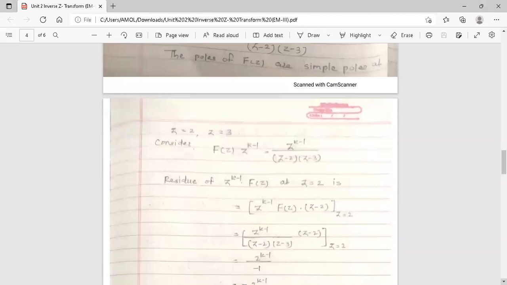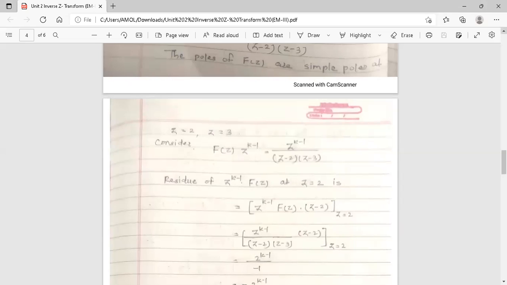Now the residue of z raised to k minus 1 into F of z at z is equal to 2. There are two poles, z is equal to 2 and z is equal to 3. So the residue of z raised to k minus 1 into F of z at z is equal to 2: here z is equal to 2 is a simple pole, so the value of r is 1. See, (z minus 2) to the power 1 and (z minus 3) to the power 1 means the value of r is 1.